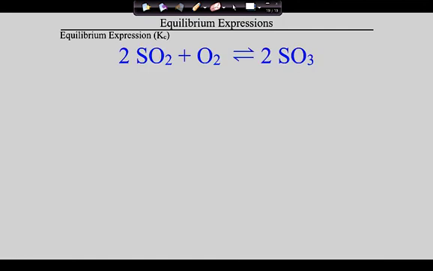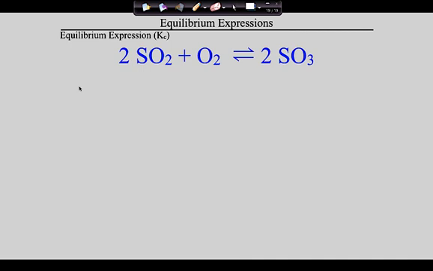So for example, here we've got a balanced equilibrium system where 2 sulfur dioxides reacts with oxygen to form 2 sulfur trioxides. So if you would, why don't you pause the video and then write the Kc expression for this process.